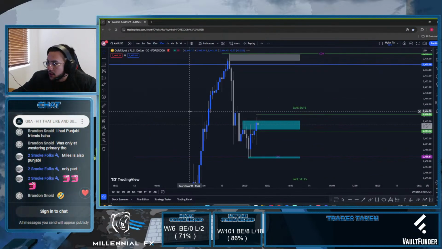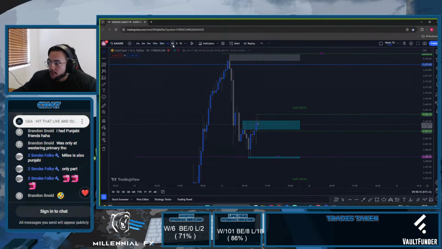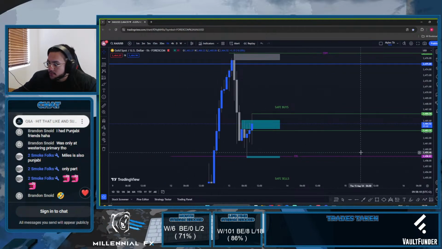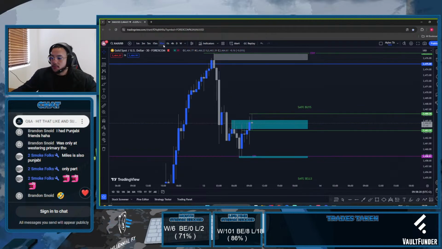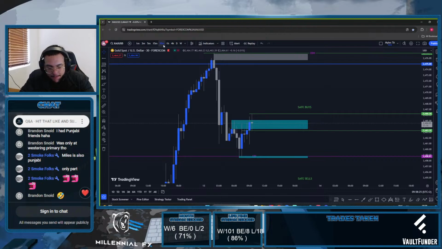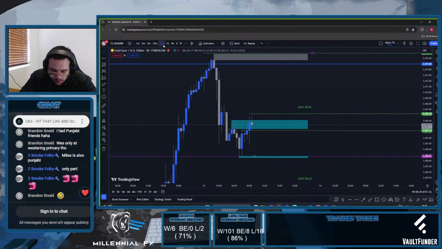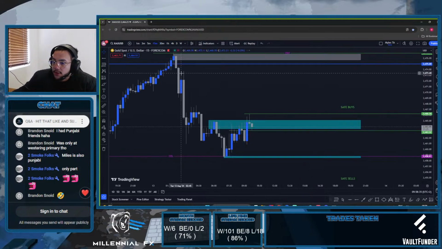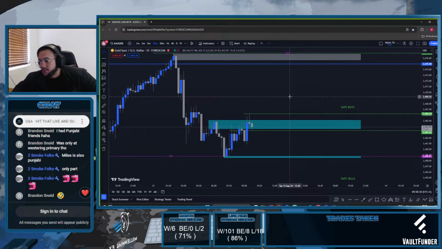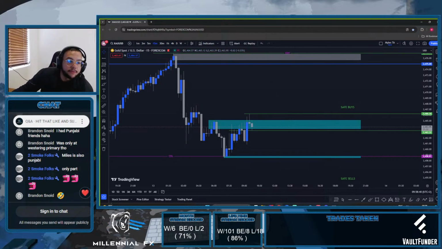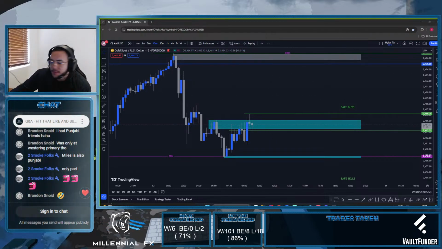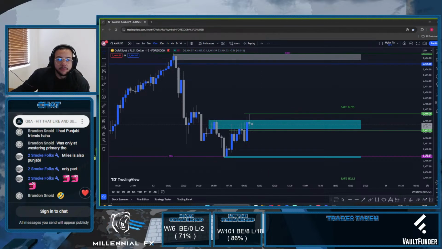Two minutes to hourly. I think gold might be sitting for CPI. Very low volume this morning. Very, very low volume. Not CPI, PPI. We need some volume.